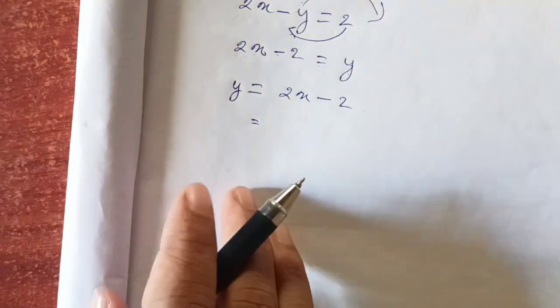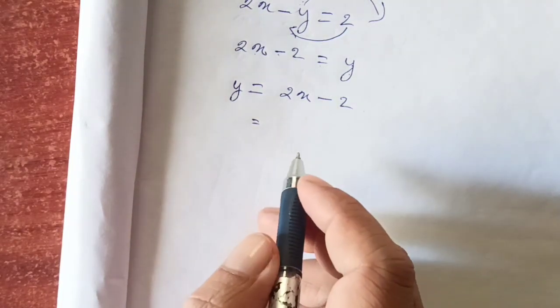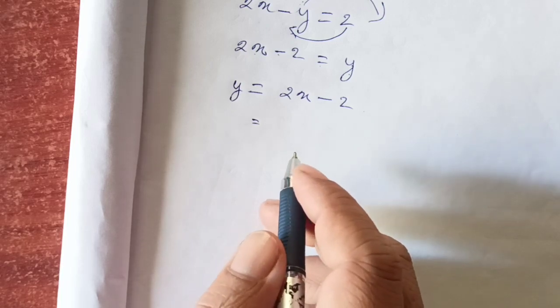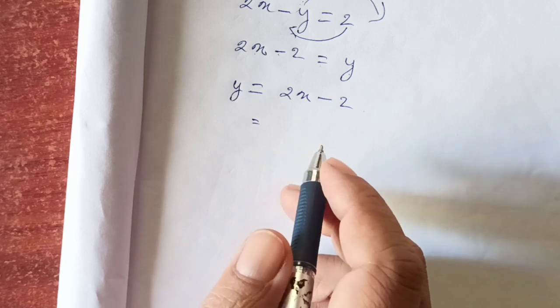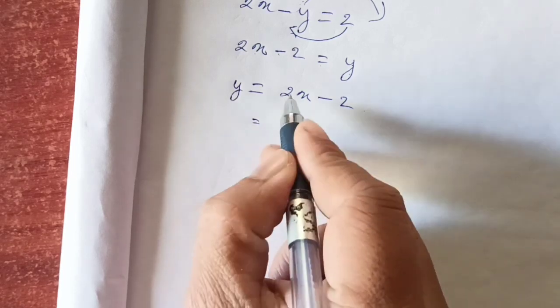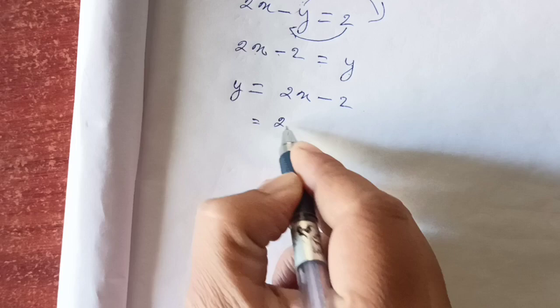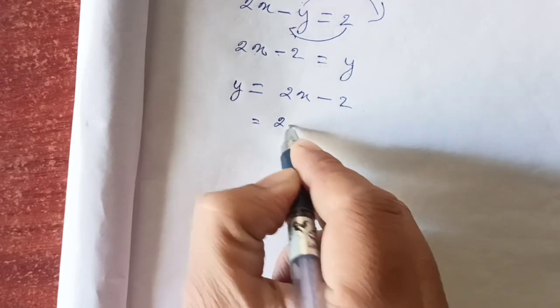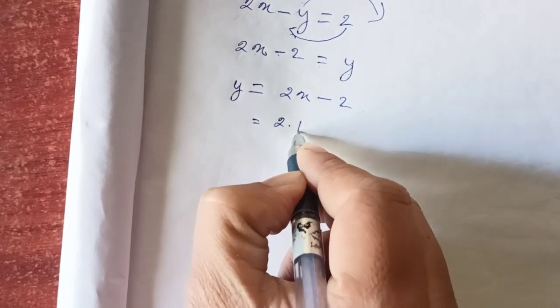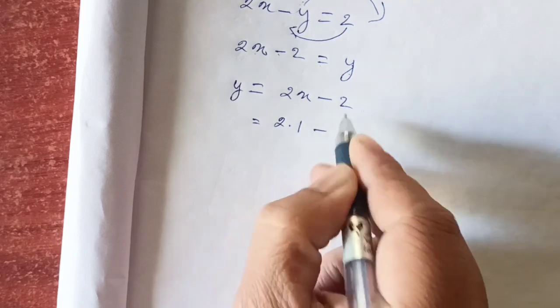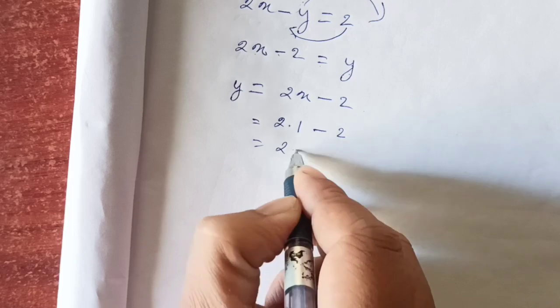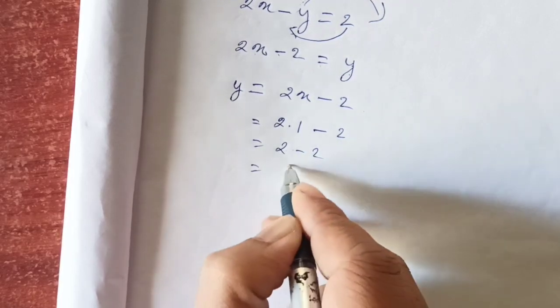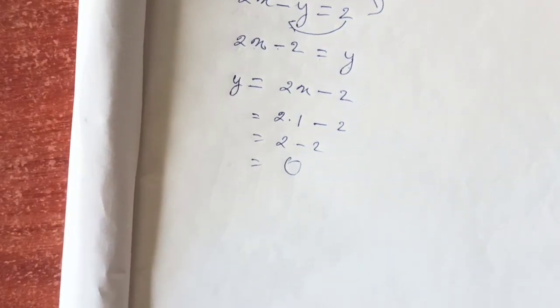As far as possible, try to get an answer which is below 10, because when we plot the graph, getting a value less than 10 will be very nice to solve. So now in y = 2x - 2, instead of x, let me write 1. Then 2 into 1 is 2, and 2 minus 2 is 0.